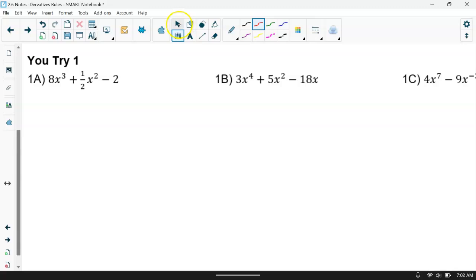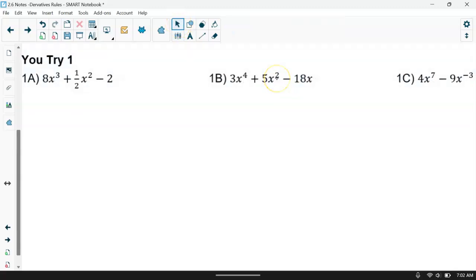Oh, here, let me fix this one though real quick. I realize it's cut off just in case. There we go. Go ahead now and try these on your own.